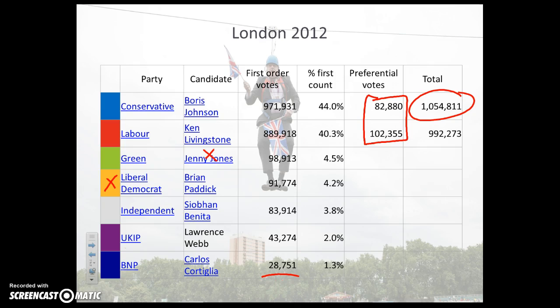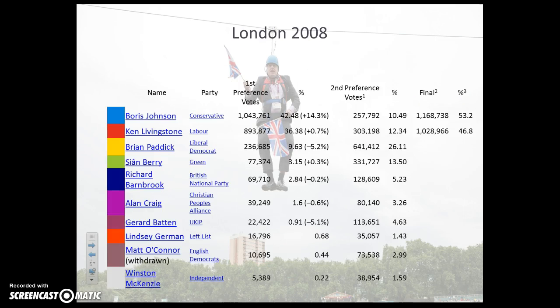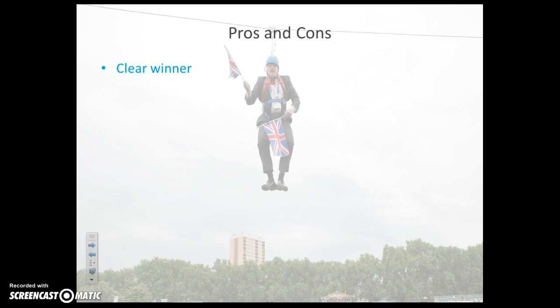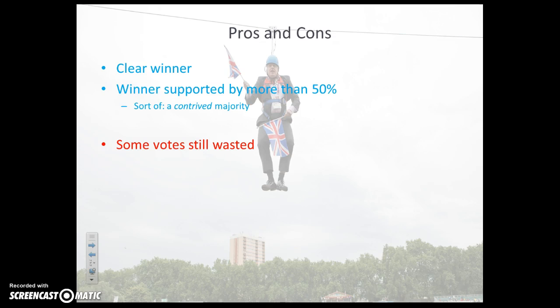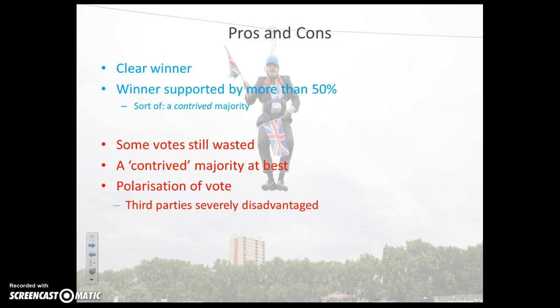The point is that a lot of the votes do go into the bin, and as a result of which, that is a contrived majority. It's not a genuine more than 50% of the votes cast. Same again in 2008. We see exactly the same. Yes, he's got 1 million, however many there, so everyone's very happy, but that's not really a full 50% of all of those people who went out and voted. It's really just a contrived majority. But I suppose it's a majority nonetheless, and we have a clear winner who is in a contrived sort of way supported by more than 50%. As I said, however, some votes are still wasted, and it's that contrived majority.